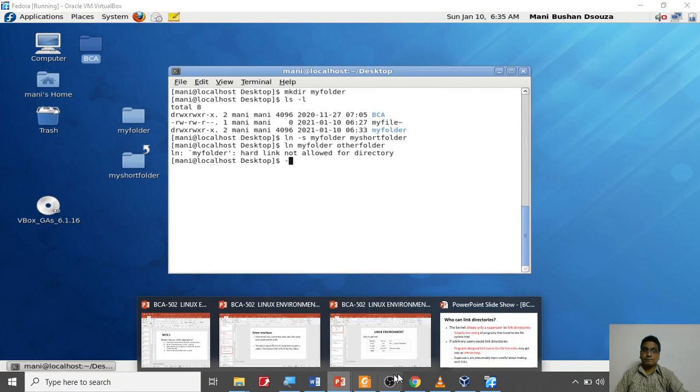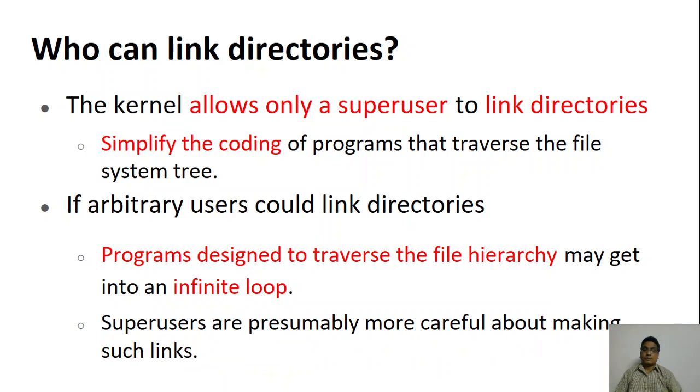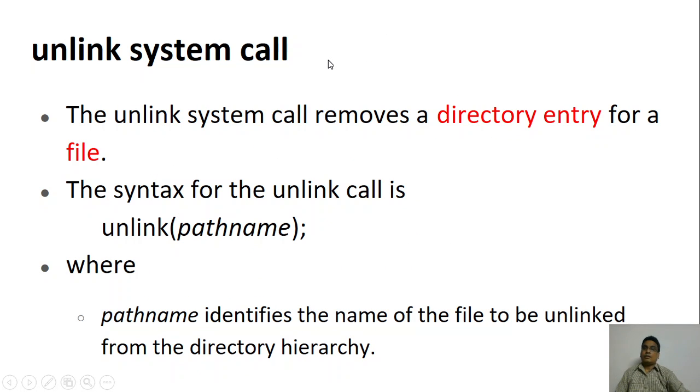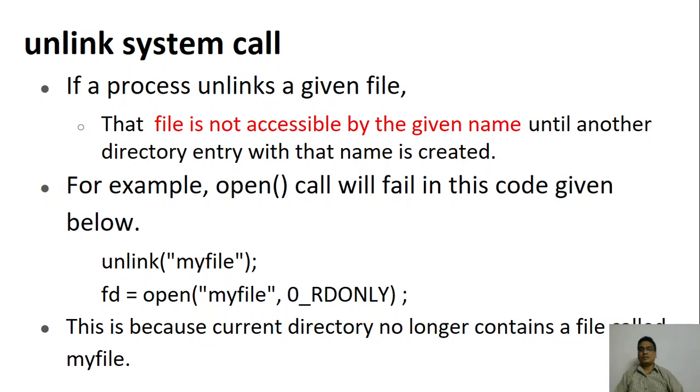Let's go to the PowerPoint now. When we create a link using the ln command, we don't have something called unlink. We have to just delete the link. Whereas in the system call, you can always use unlink to unlink a file. That means you are removing the shortcut. Unlink is followed by the name of the file, that is, the full path name of the file.